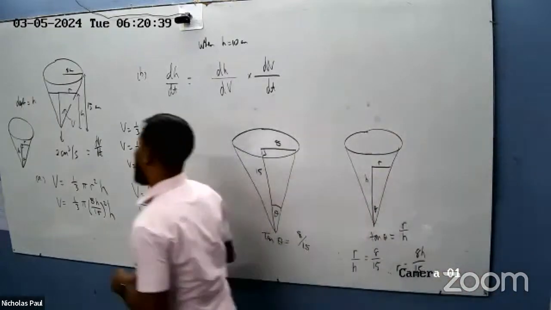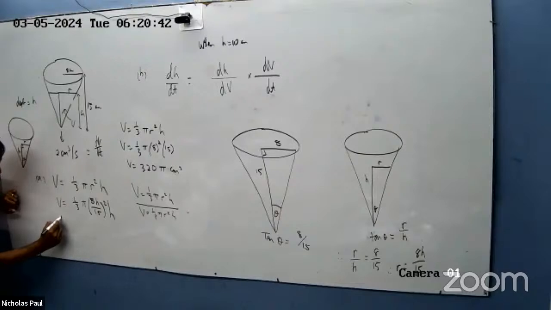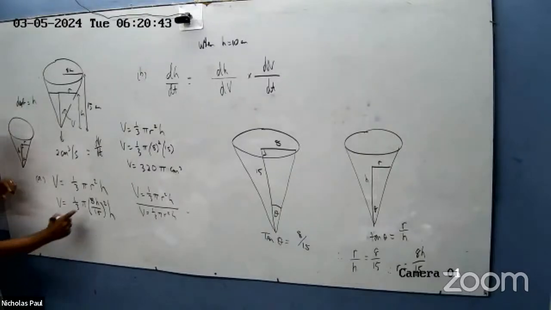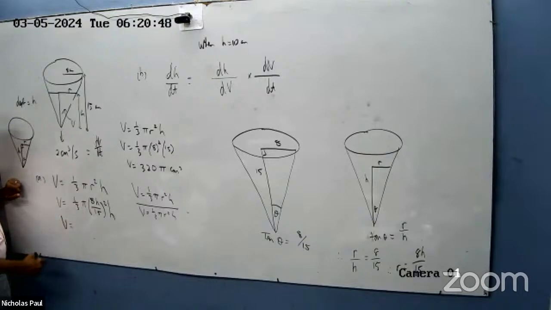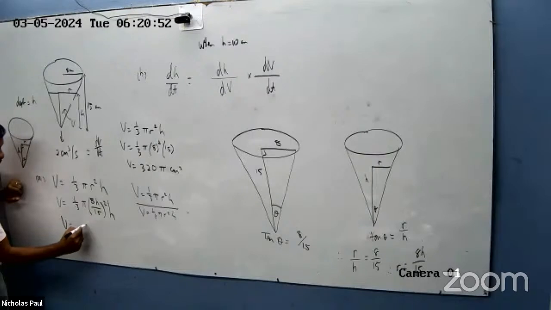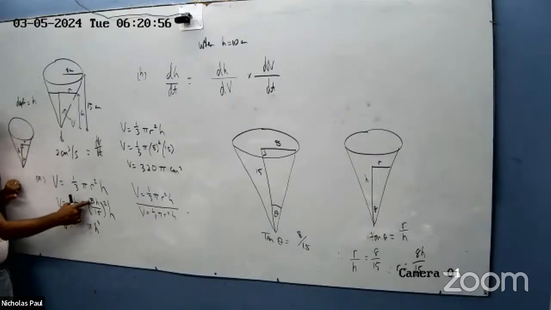So now we come back here and we can say that V is equal to, if I move this out, 64 pi times 15 by 3. So it will be pi by H cubed. What is this here? Pi on 15 squared by 1/2.